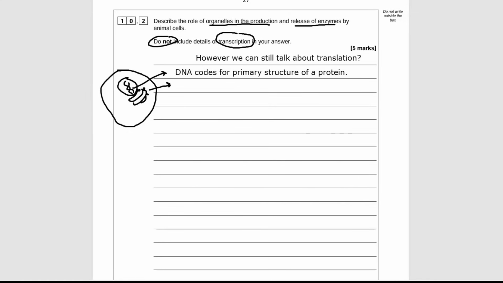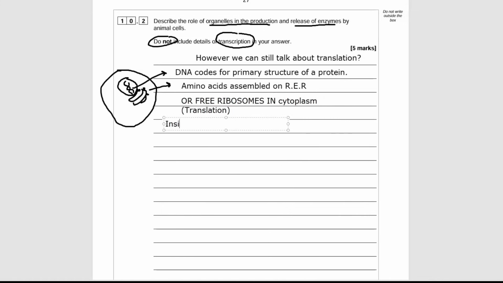So, what next? Well, once that bit of mRNA leaves the nucleus via a nuclear pore, we're not putting that in, that's details of transcription. We want to talk about the translation section. So, amino acids are assembled where? Well, that can either be on the rough endoplasmic reticulum. I've used an abbreviation. In your exam, don't use abbreviations unless you have specifically written the name first. So, write rough endoplasmic reticulum first, then if you're referring to it again, use RER. Now, proteins can be translated on a free ribosome in the cytoplasm or on the RER. That will be the same marking point. So a mark there for talking about translation and where it occurs.